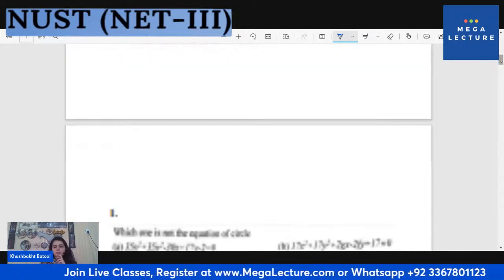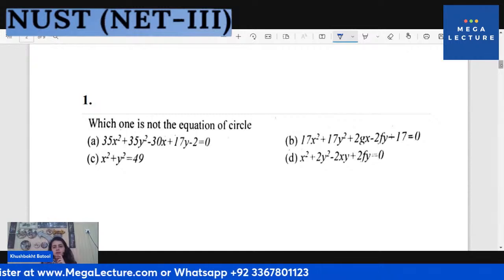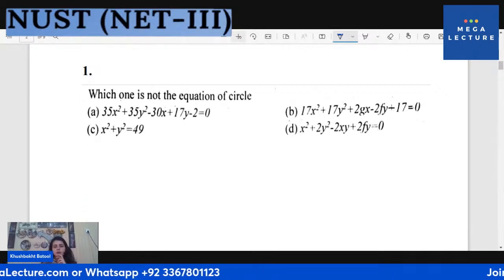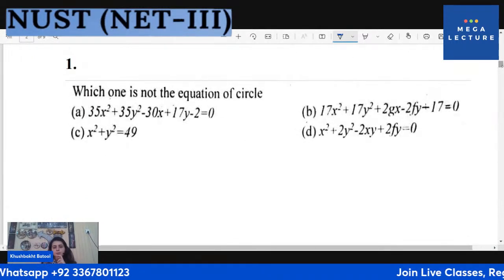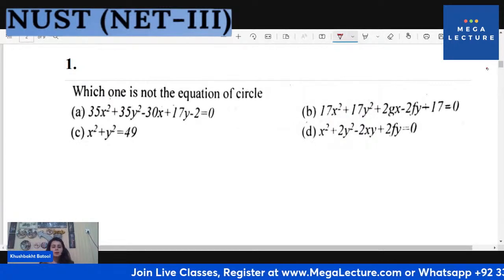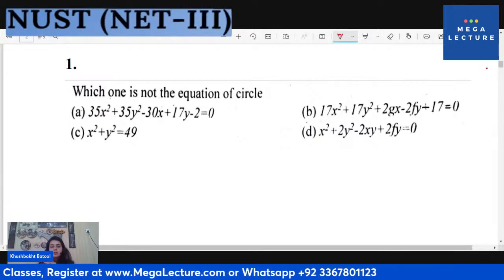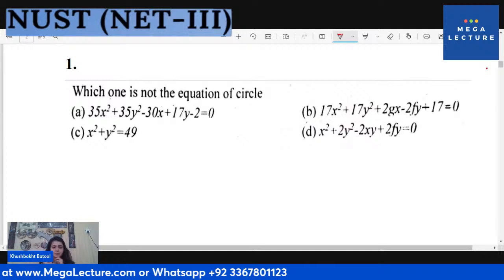All right. Okay. So this is the first question, and it says, which one is not the equation of circle?